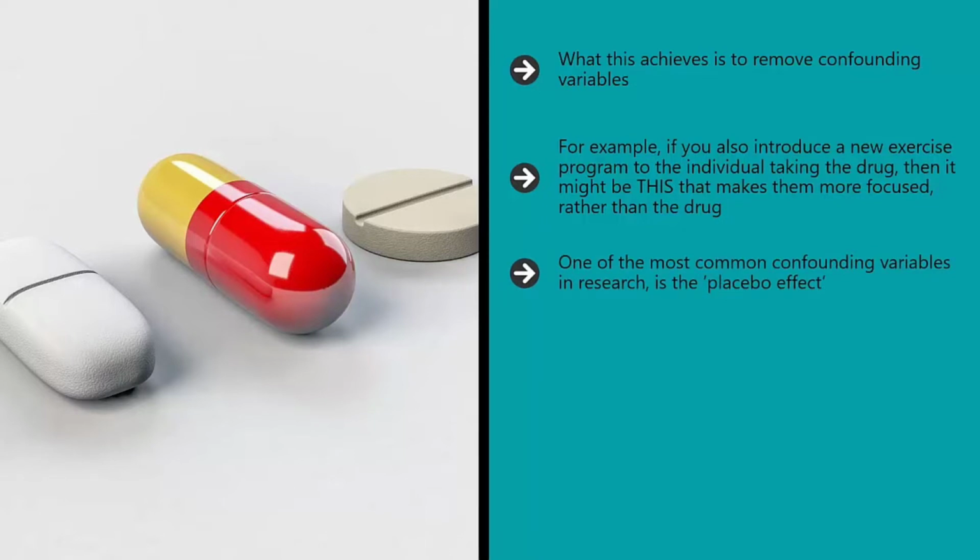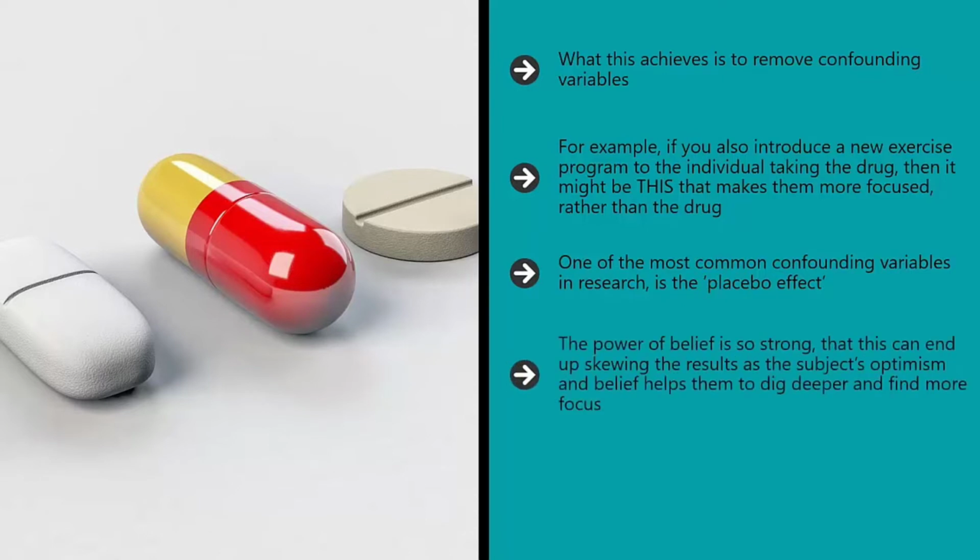This effect describes the fact that when you tell someone they're receiving a drug, they will then feel better even if the drug is just a sugar pill. The power of belief is so strong that this can end up skewing the results, as the subject's optimism and belief helps them to dig deeper and find more focus. That's why the experimental group will often receive a sugar pill.